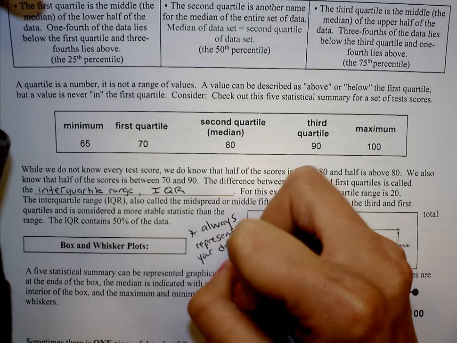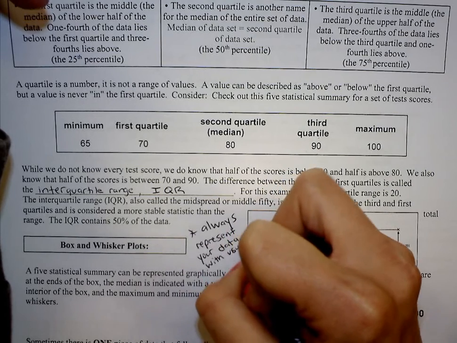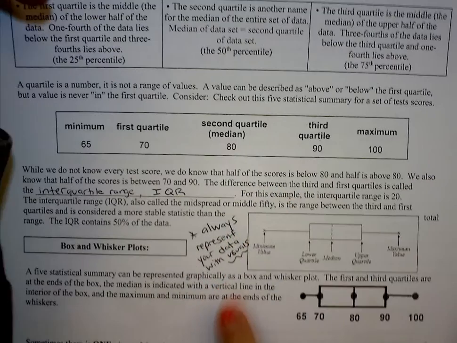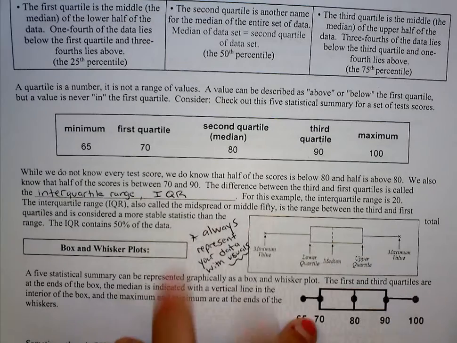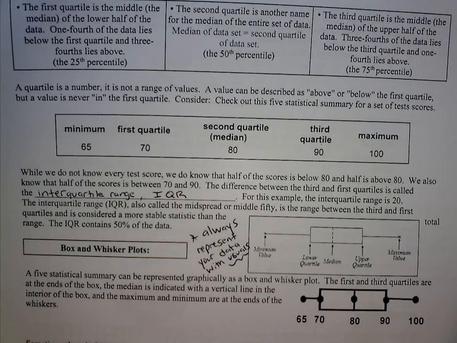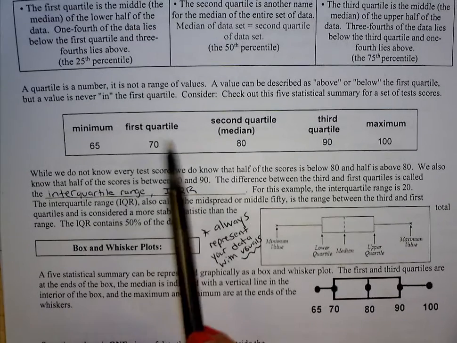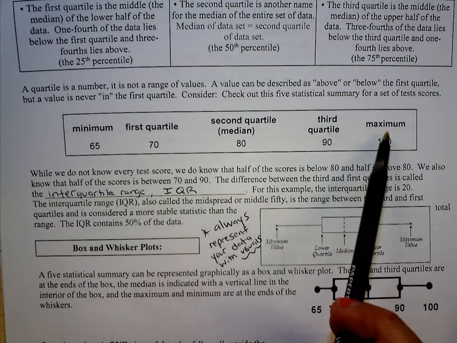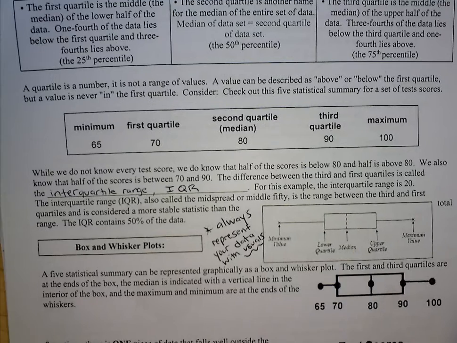With visuals. Visuals are super important. So this graph is a visual. So it's much better than just saying 65, 70, 80, 90, and 100. All right, so let's see how we'd put each of these statistics into this diagram.